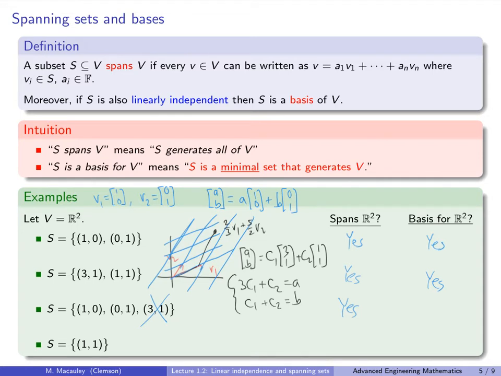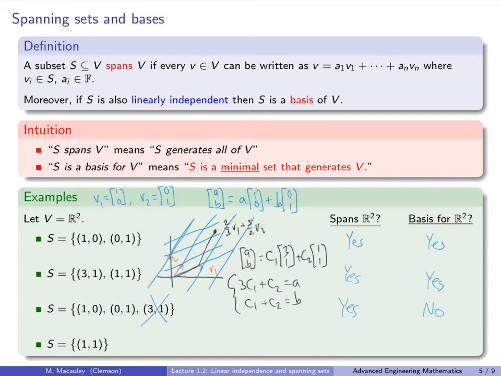3, 1 can be written as a linear combination of 1, 0 and 0, 1. So while this set generates V, it's not a minimal set that generates V. We can remove any of these 3 vectors and it will still generate. So is it a basis? No.